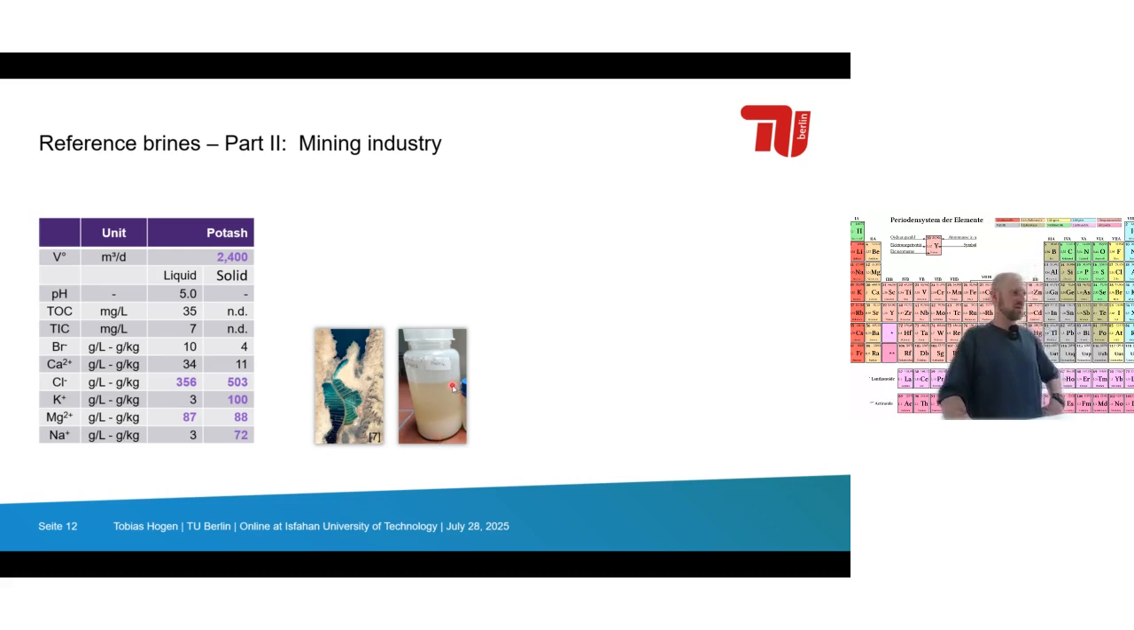The liquid phase is mainly chlorides and magnesium, and the solid phase is mainly chloride, magnesium, sodium, and potassium. It's interesting that they are so different, but it's also helpful. We can consider the solid phase as a mixture of halite, so the natural sodium chloride salt, and carnallite. This is a potassium magnesium chloride double salt.